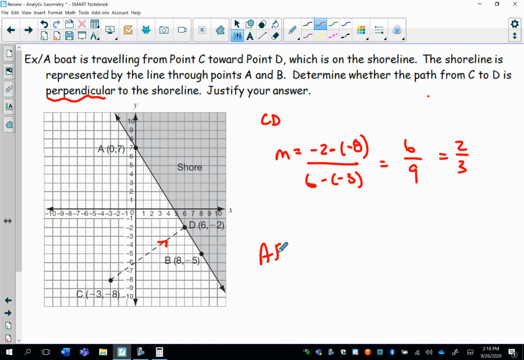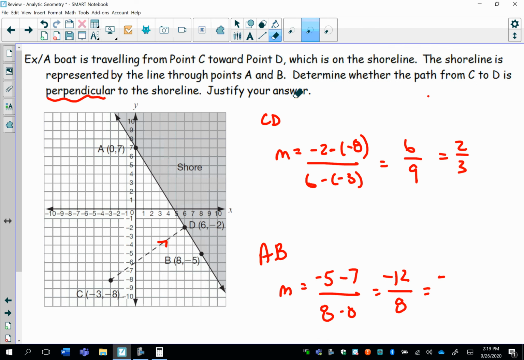We can do the exact same thing for A and B. So pick these two. I'm going to do -5 minus 7. So I'm working in this direction. And 8 minus 0. It's -12 over 8. I reduce this. Divide both by 4. That's, oops, not 2. Divide them by 4. 3 and 2. What do we notice about our slopes? They are negative reciprocals. They're upside down from each other, and one's positive, one's negative. So we could say, yes, they are perpendicular.